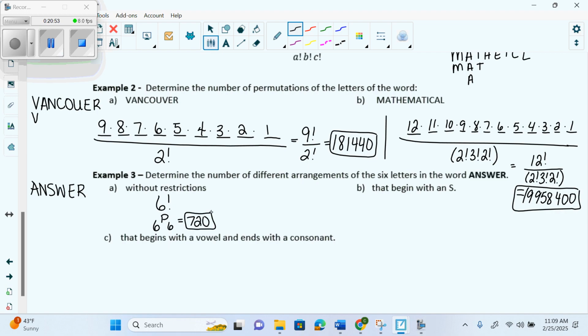Begin with an S. How many S's do we have? 1. Then how many letters do we have left? 5, 4, 3, 2, 1, which is 5 factorial, which is 120.